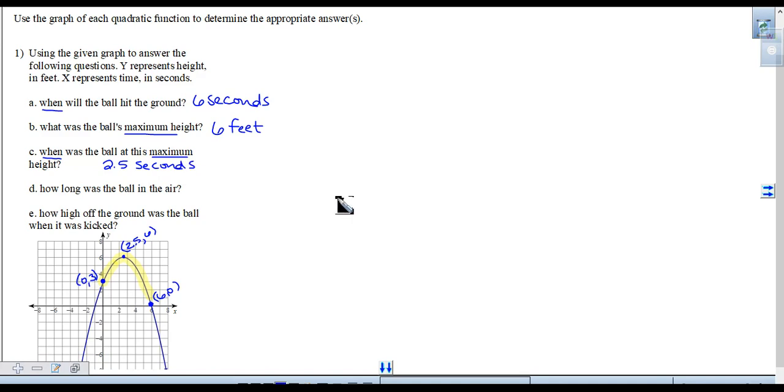How long was the ball in the air? This question is redundant. It's almost the same thing as when the ball will hit the ground. One of the reasons this question is here is to remind you that you're only going to focus on values from 0 and forward. We're not going to count the time that is in the negative. So the ball at 0 started into the air and landed on the ground at 6 seconds.